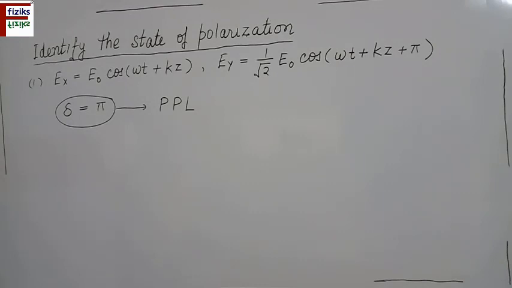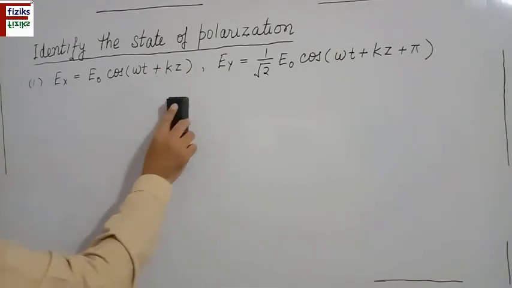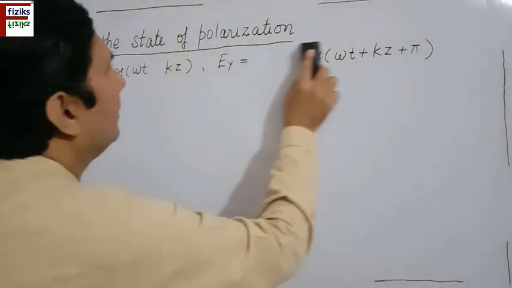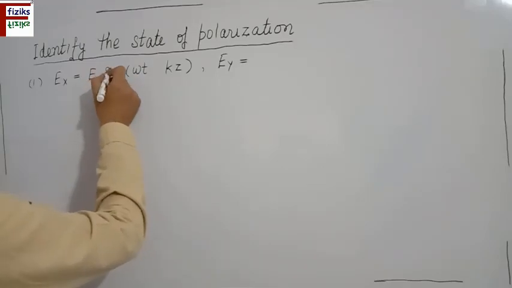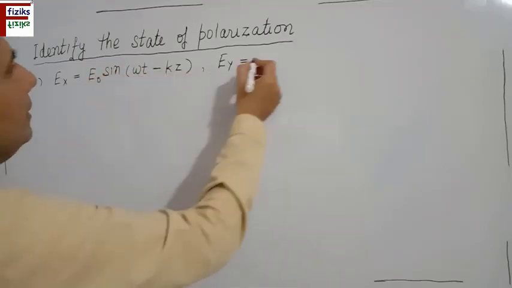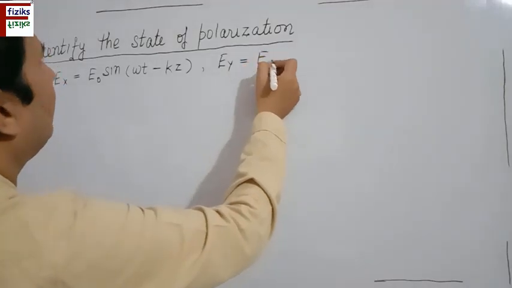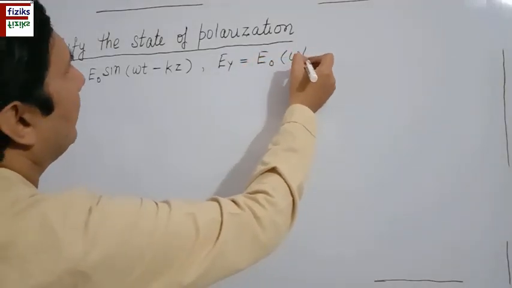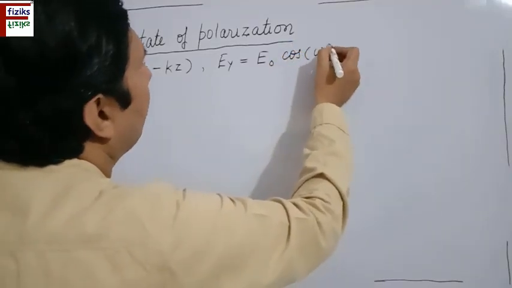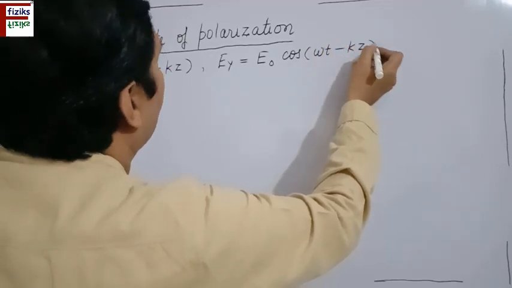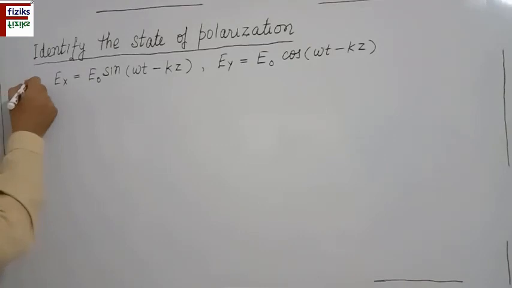Now come to the second example. Suppose Ex is given by E naught sine omega t minus kz, and the Ey component is E naught cos omega t minus kz. So now these are the X and Y components of the given light. This is the second example.